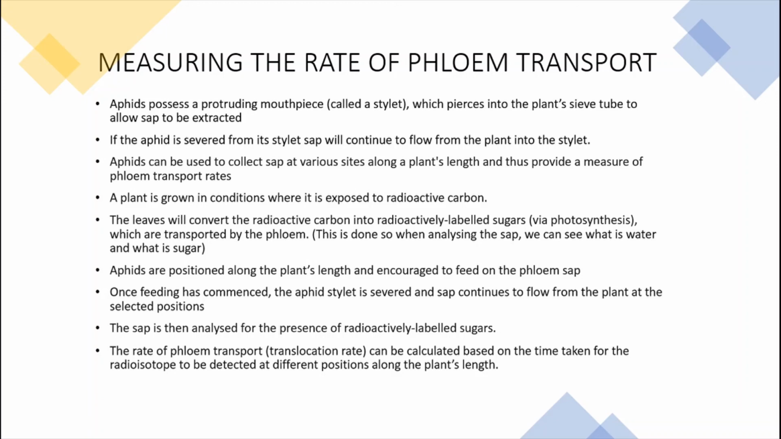It can be calculated based on the time taken for the radioactive isotope to be detected at different positions along the plant's length. So if we've got a lot of sugar at the start, but not much at the end, we know that the rate of translocation is quite slow. Whereas if we've got not much at the start, but we've got a lot of sugar at the end of the plant, we know that the rate of translocation is fast because it was able to travel to the end faster. That was a very layman's way of explaining it, but obviously we use numerical data and calculations in order to figure out an actual rate.